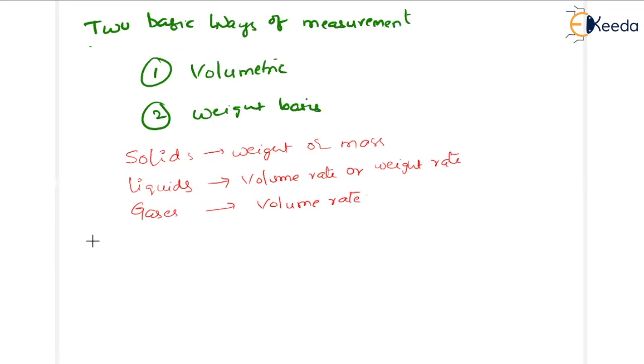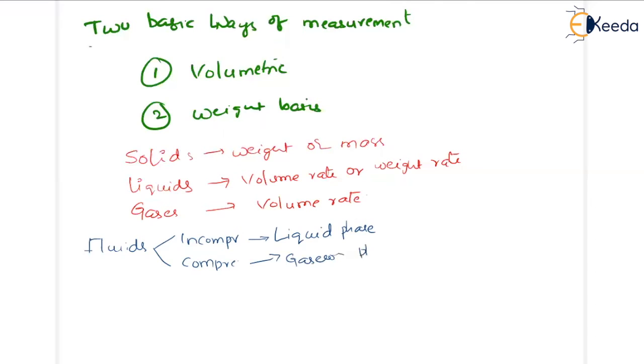So, the fluids generally can be classified as two types. One is incompressible, the other one is compressible. The incompressible fluids are those which are in liquid phase, and the compressible fluids are in gaseous phase.